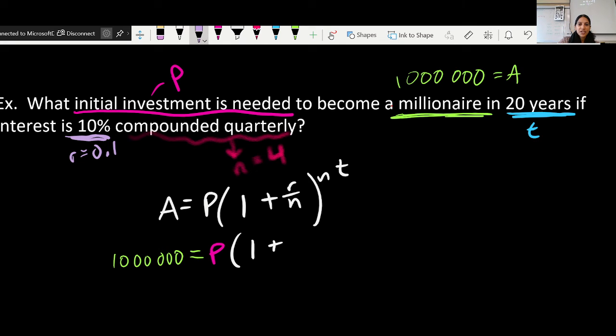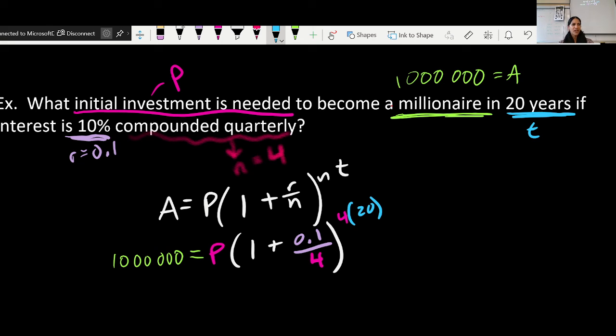Plus R, which is 0.1, over our N value, which was 4, times, to the power of the N value again, which is 4. And I'm going to use that pink because this thing's not turning out so well. Times our T, which was 20.